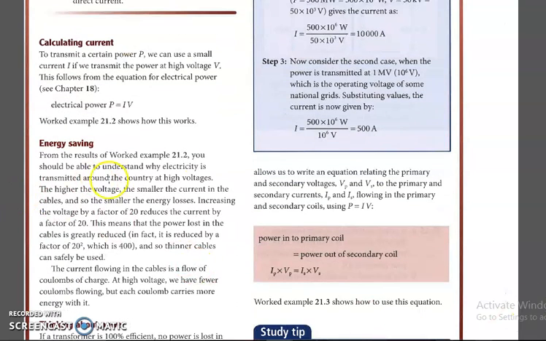So from the results of worked example 21.2, you should be able to understand why electricity is transmitted around the country at high voltages. Why? We have to reduce the power loss. With high voltage, the current in the cable is small, so a small amount of energy will be lost because power loss has the equation I square R. So as the current increases, there will be more power loss when compared to the increase in voltage. Increasing the voltage by a factor of 20 reduces the current by a factor of 20.